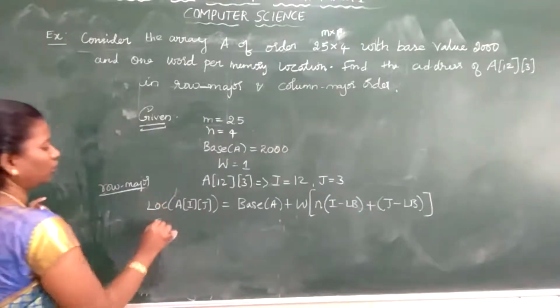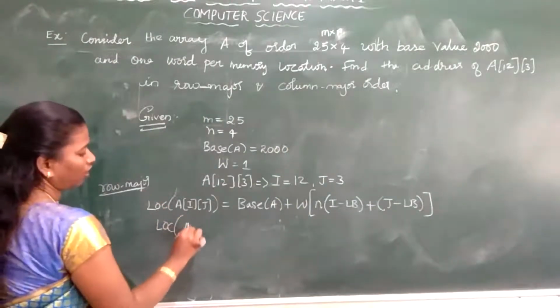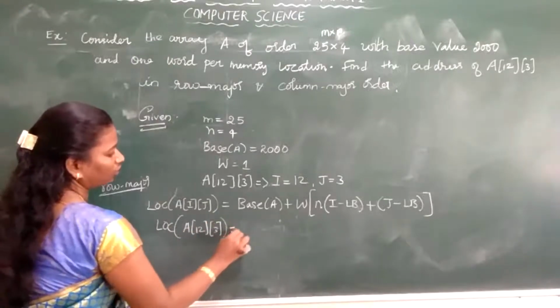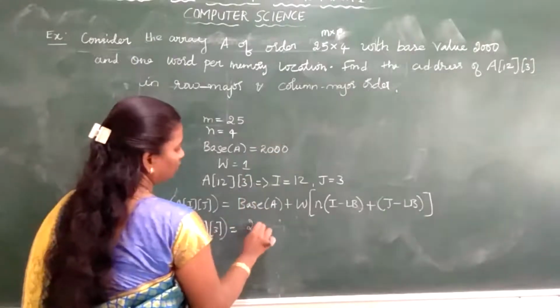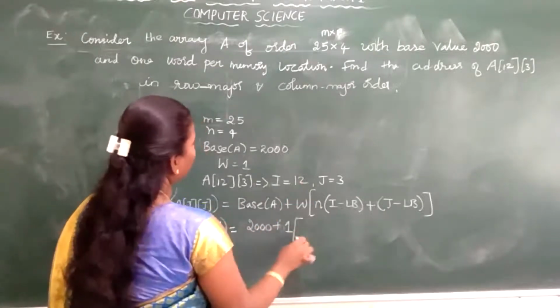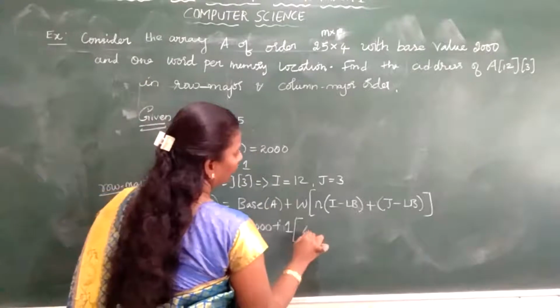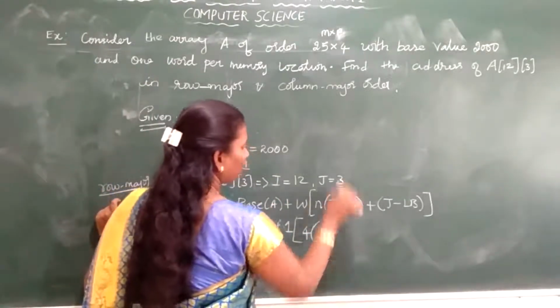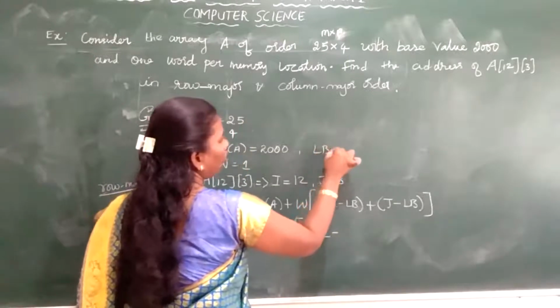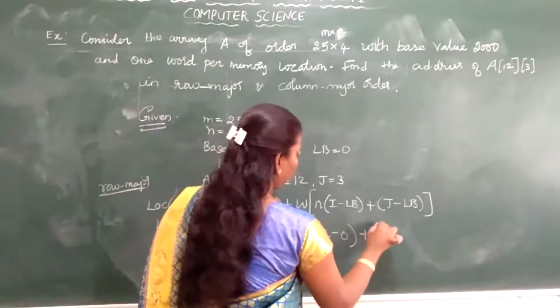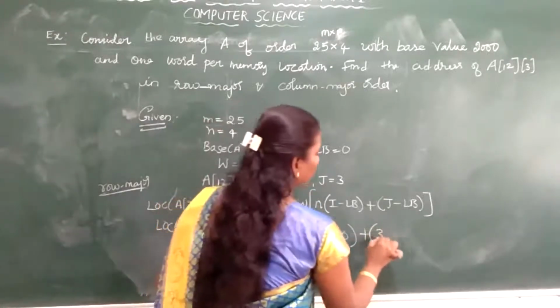Now I will substitute. Location of A of 12 and 3 is equal to, what is your base? 2000. W is 1. Your n value is 4. Your I value is 12 minus your lower bound. Your lower bound is always 0. Lower bound is 0 plus your J value is 3 minus 0.